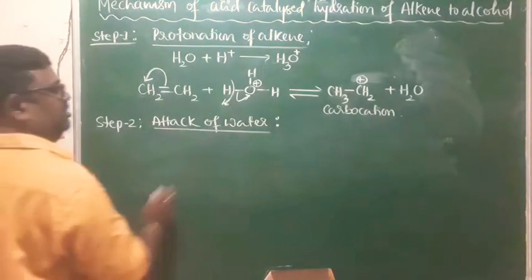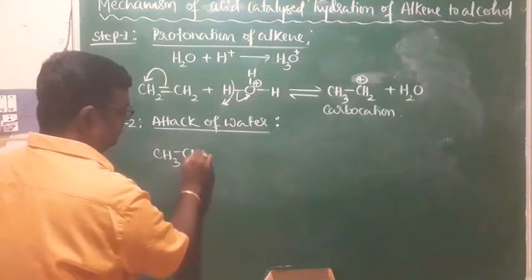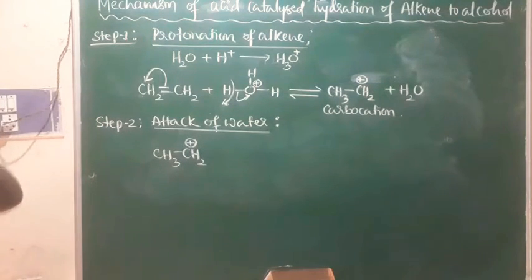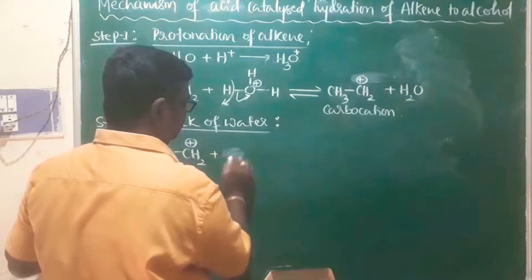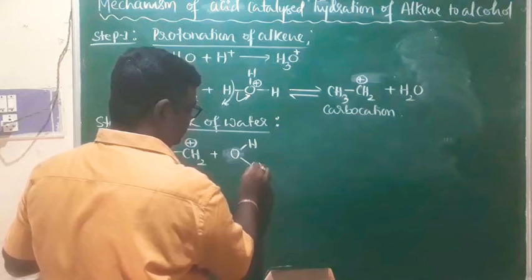In the attack of water, now look at this. What is going to be attacked? That is CH3 and CH2 plus, the product of the first step. The product of the first step is the reactant of the second step. It will be attacked by water. And this is water, I can write it like this.